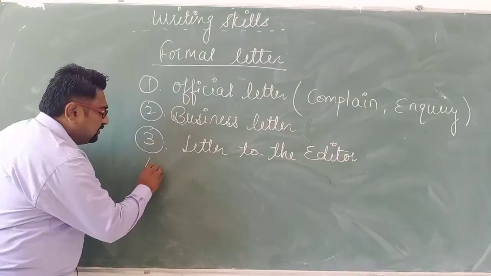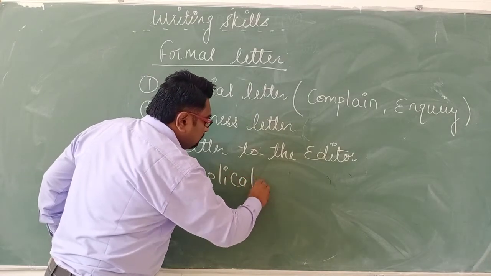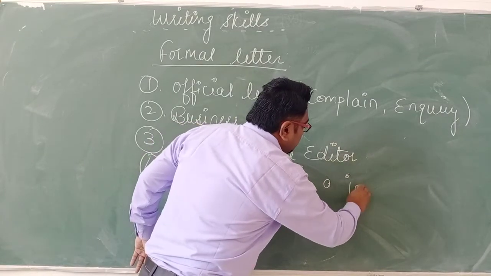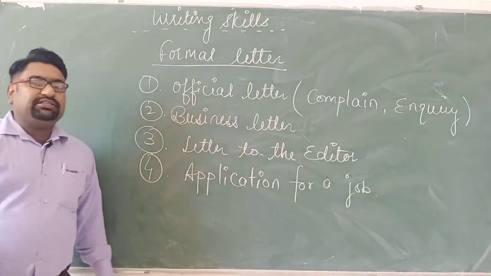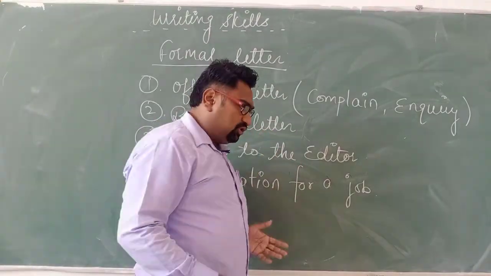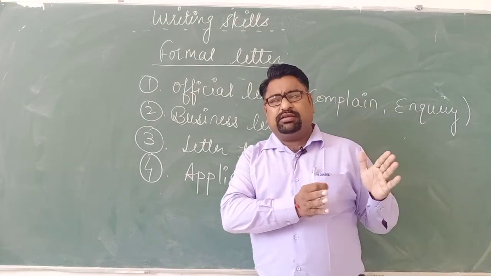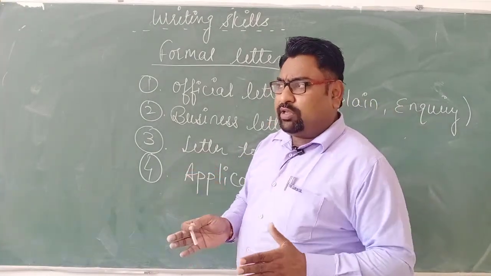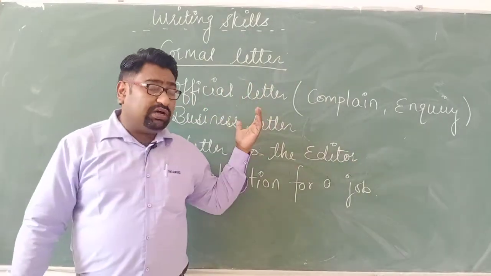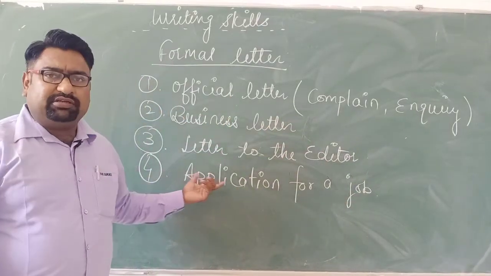Fourth one is application for a job. Students, imagine just after completing your graduation and post-graduation, and if you are searching for a job and you have filled for the post of sales manager in any MNC, XYZ company, clear? So directly you cannot apply over there. You would have to fill a particular format along with the application. So how would you write down the application along with the format? That is to be mentioned over there in application for a job.